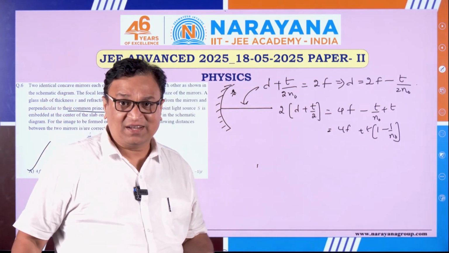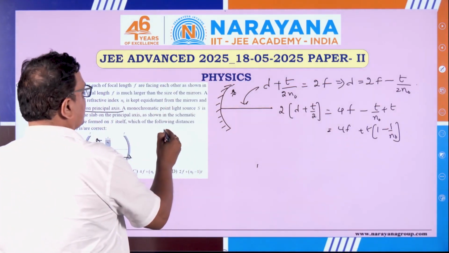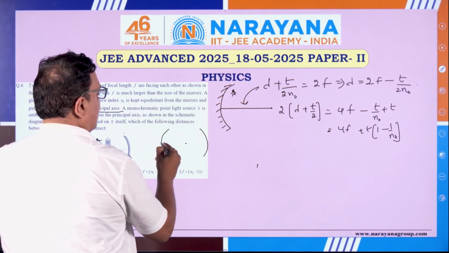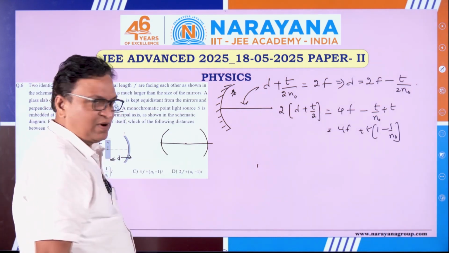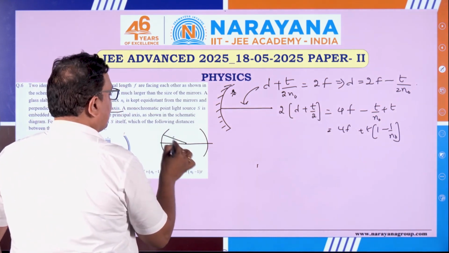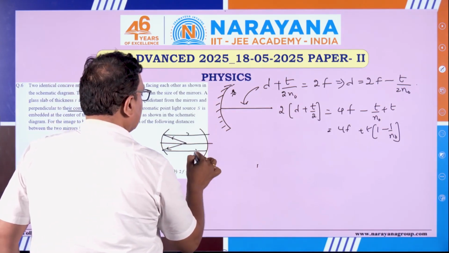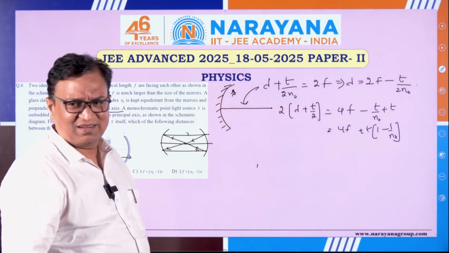Is this the only possibility? I'll just tell you a simple story. Suppose, forget about the glass slab and all that. Now you have the object here, exactly at the focus. What happens? Rays will go like this and come out parallelly and again form over here only. You want the same condition.